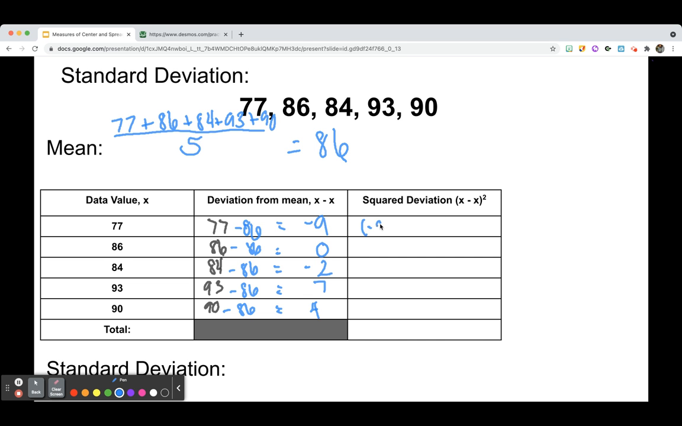So technically you're taking negative 9 times negative 9. We know that number is 81. 0 times 0 is 0. Negative 2 times negative 2 is equal to 4. What's 7 squared? That's 49. What's 4 squared? That is 16. Okay, so now we're going to add all of those. So 81 plus 0 plus 4 plus 49 plus 16. That gives us 150.